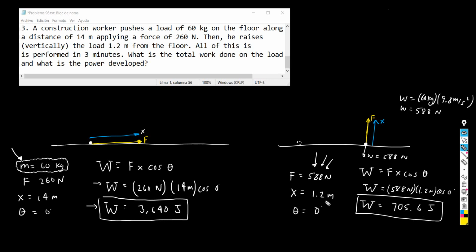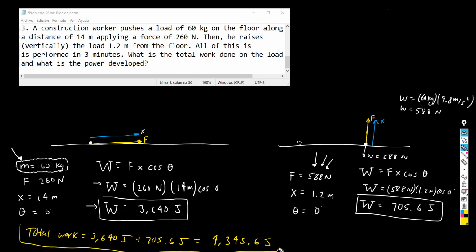Let me address that in yellow. So the total work is going to be equal to this much plus this much, and let's make that sum. We're going to get 4,345.6 joules of total work. So that solves my first question in here.